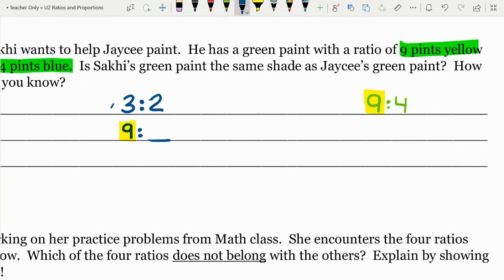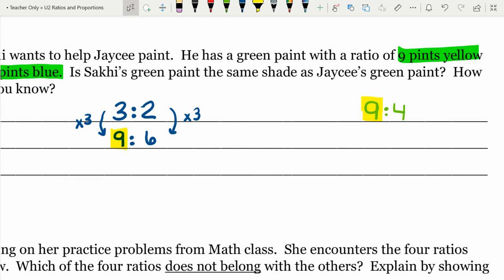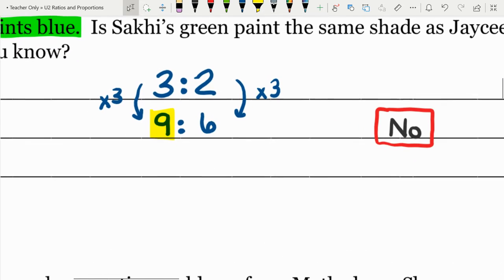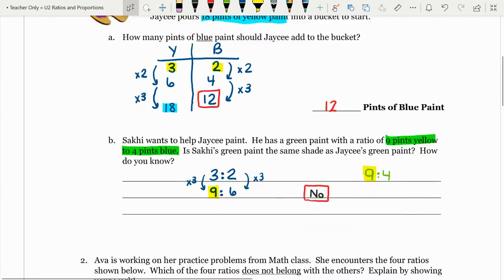Okay, so for 3 to 2, in order to make it a 9, we're going to need to multiply by 3. So we need to do that to the blue side as well, and that will give us a ratio of 9 to 6. So now we have 2 ratios with the same number for the amount of yellow pints that they need, 9 to 6 and 9 to 4. So we can confirm that since now we have something in common, right, they both have 9, we can see that they are not going to be the same shade, right? JC's uses much more blue paint than Sakai's does, so they are not going to be equivalent ratios.